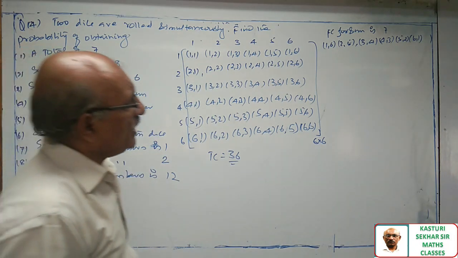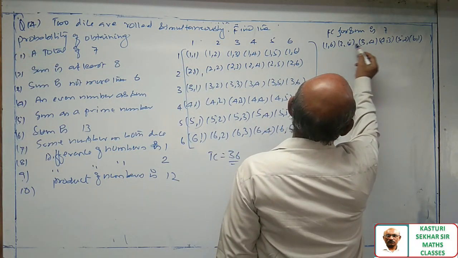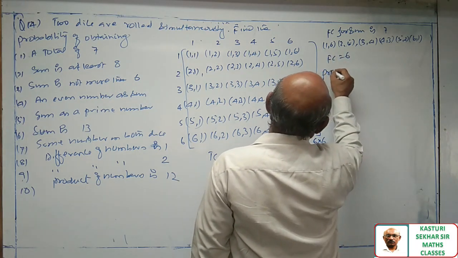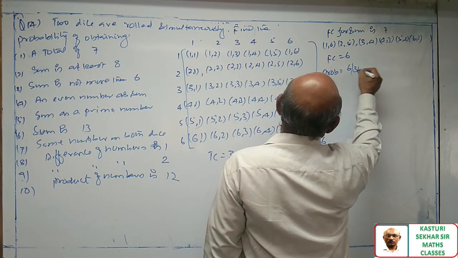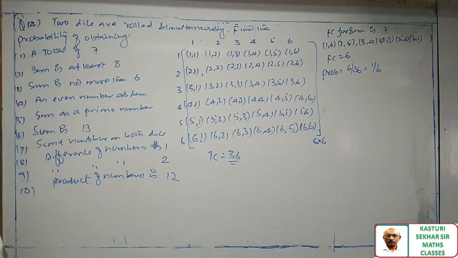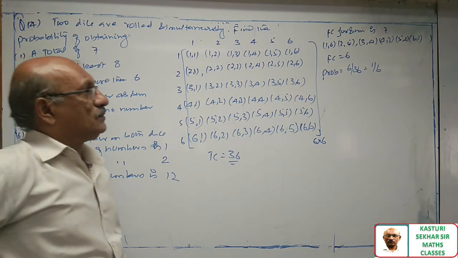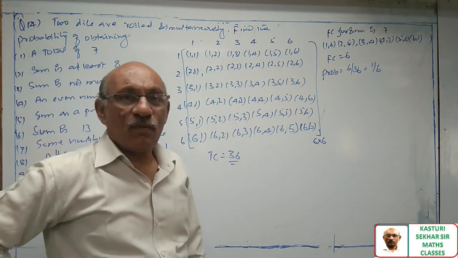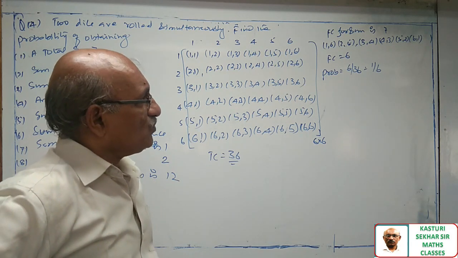How many cases are there? 1, 2, 3, 4, 5, 6. Favorable cases 6. Favorable cases are 6, total number of cases are 36, probability is equal to 6 by 36, which is 1 by 6.